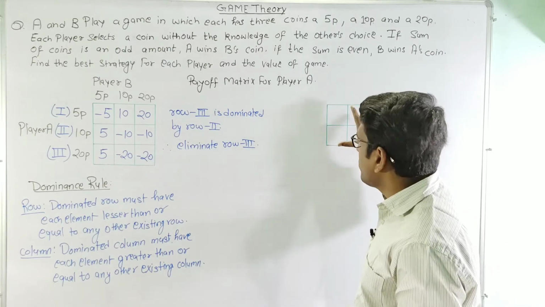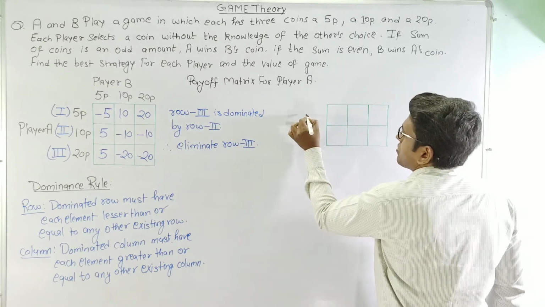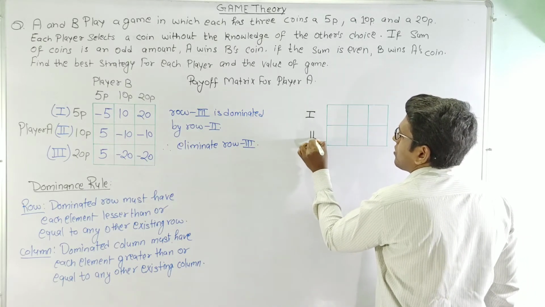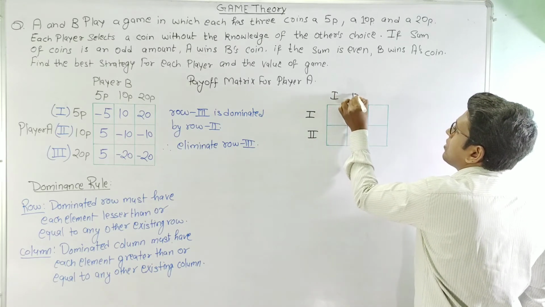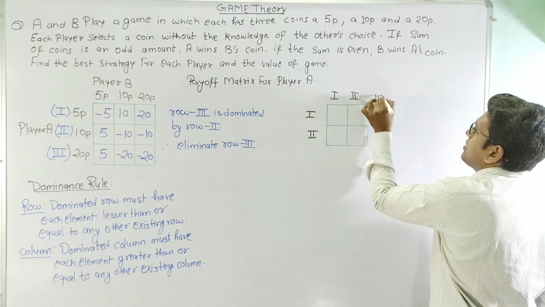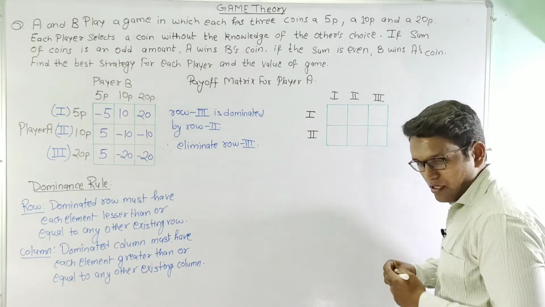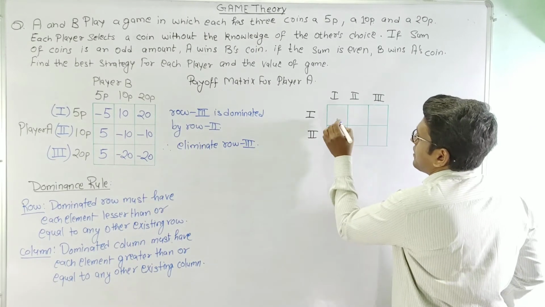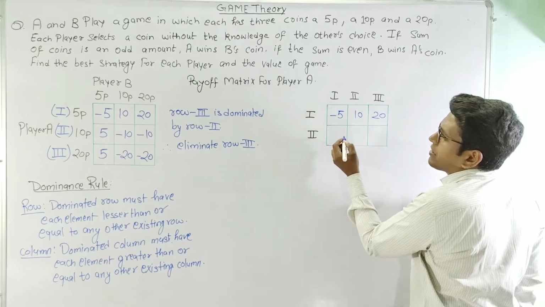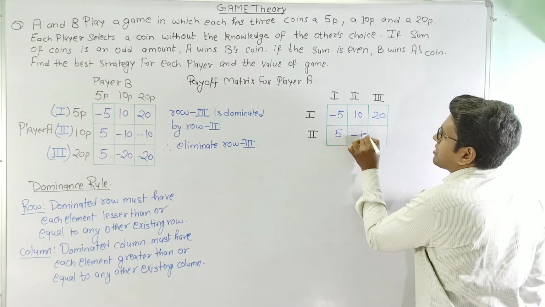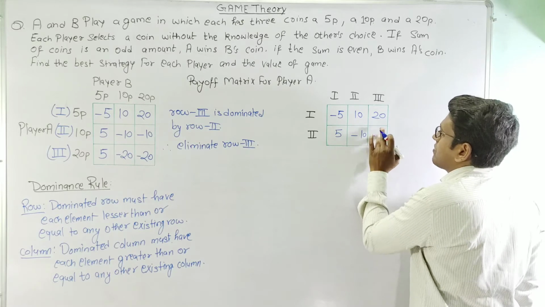Now let us see the new and revised payoff matrix. Here row 3 is eliminated, so row 1 and row 2 are remaining, and similarly column 1, column 2 and column 3 are remaining, and the values are -5, 10, 20, and this is 5, minus 10 and minus 10, sorry, so this will be minus 10.